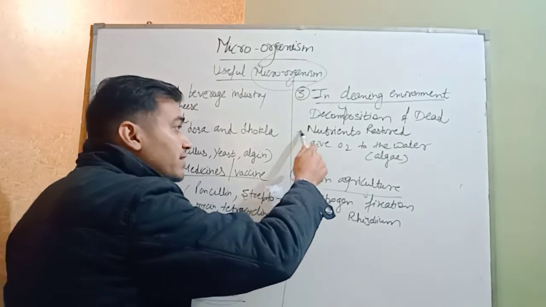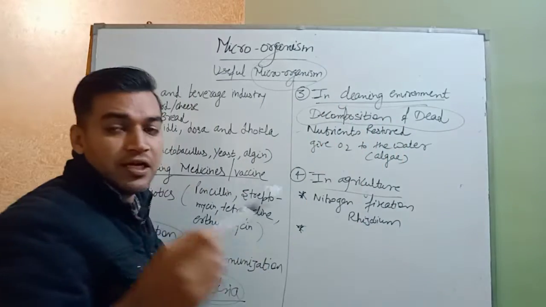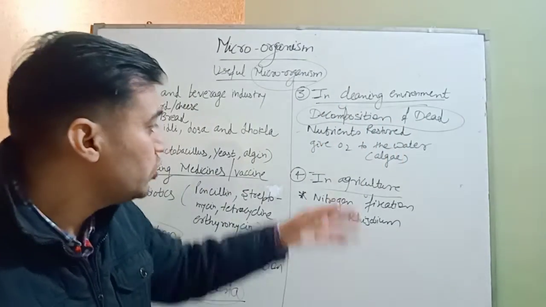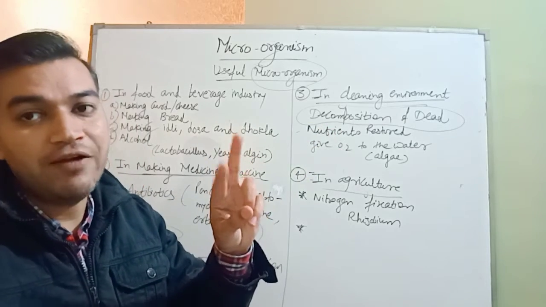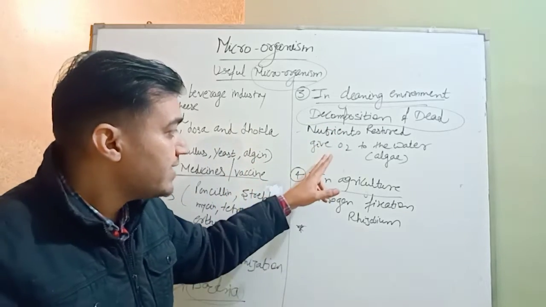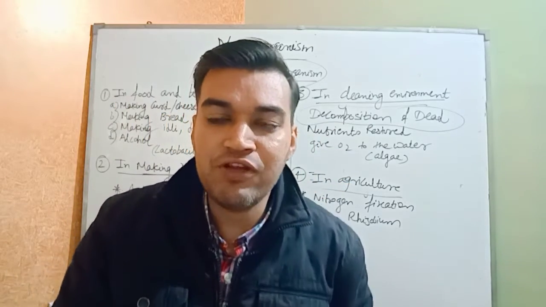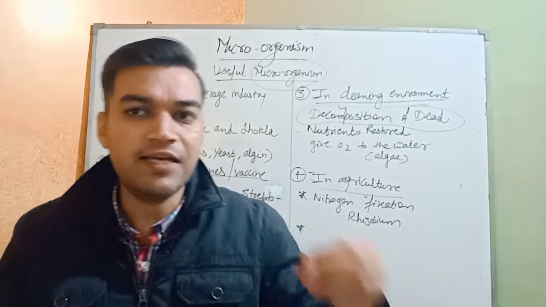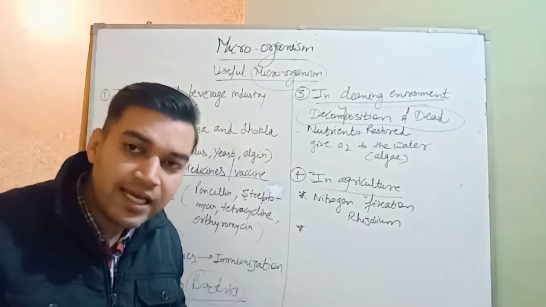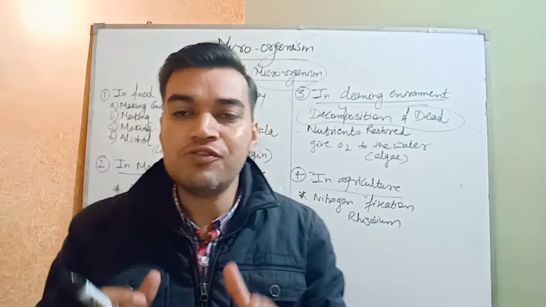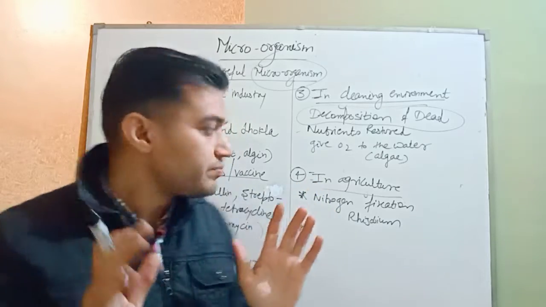Next, when the dead bodies are completely decomposed, the nutrients present in them are restored to the soil. That is the number 2 benefit to the environment. Next, oxygen is also produced by algae, because algae have plant-like features. They do photosynthesis and give oxygen to the atmosphere. The same process goes on in algae, and they also boost the environment by giving off oxygen.